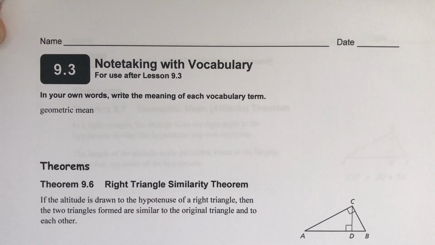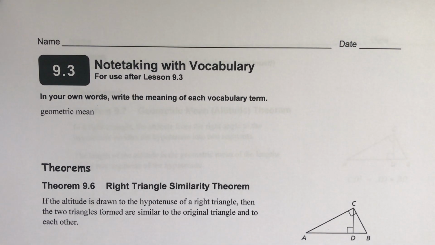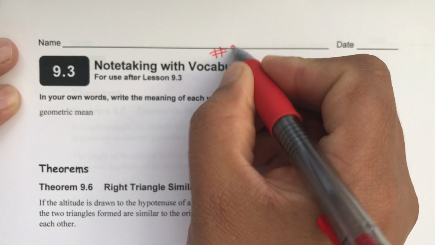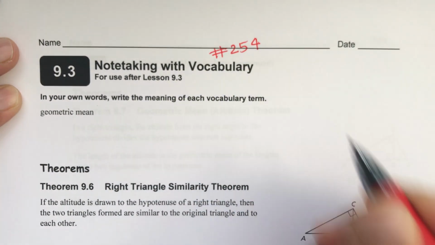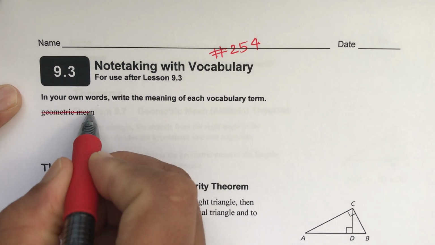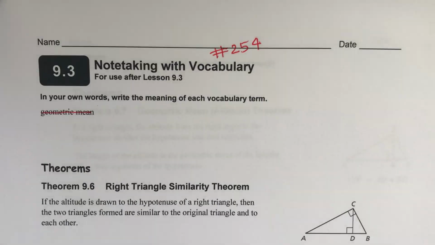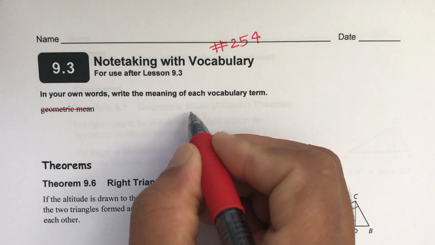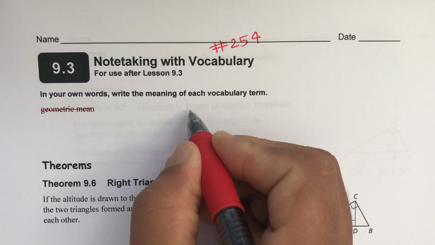So here, this is from Big Ideas Math Journal, page number 254, and it's section 9.3, which is about similar right triangles. So geometric mean they have already explained on the bottom, so we just want to review. We did similarity in chapter 8, and just to remember what were the theorems we did for similarity.